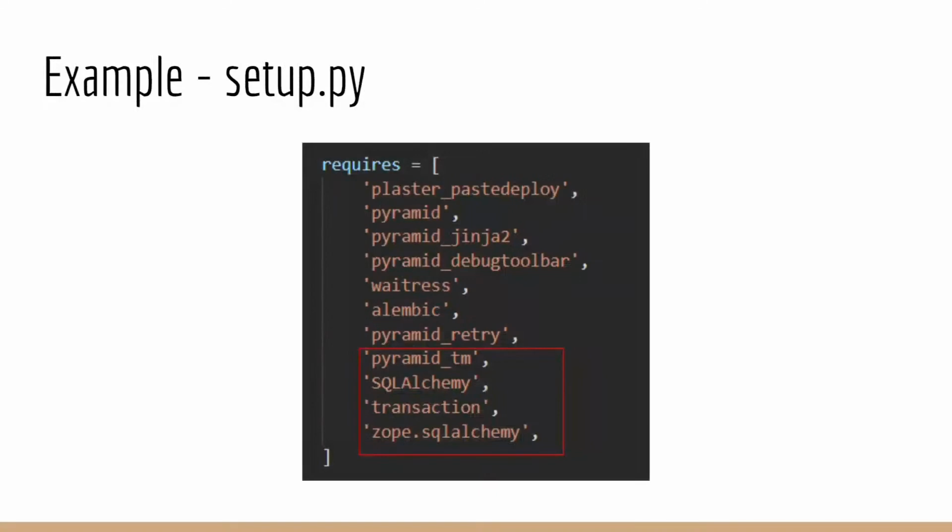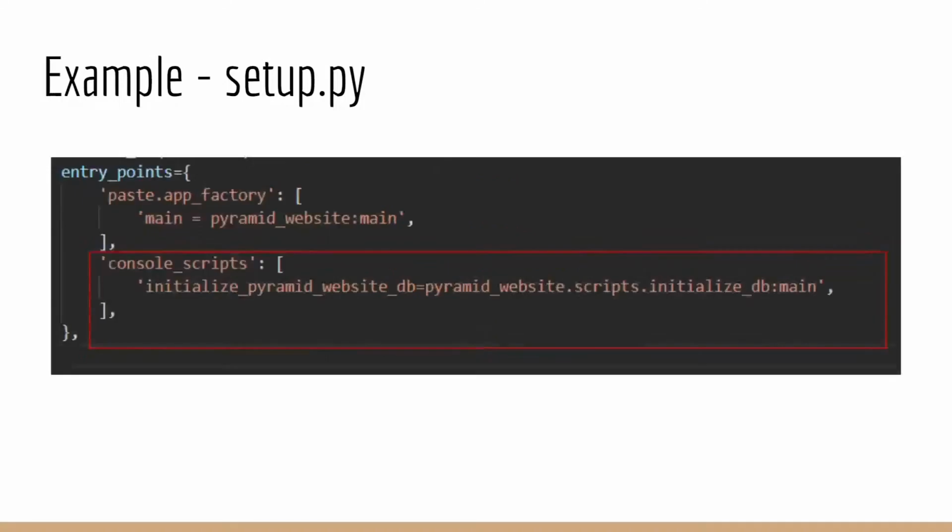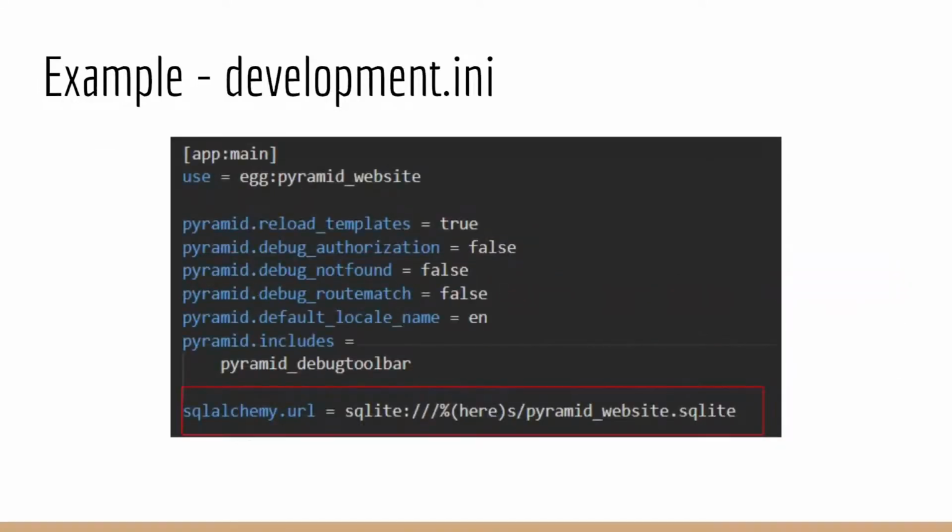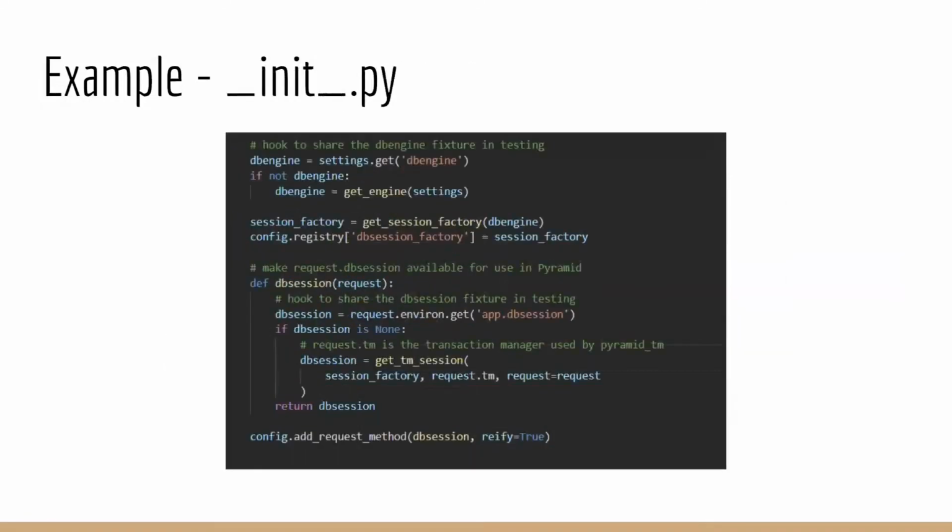First, we add the following modules to the list of the required Python modules in setup.py. We can also make a Python script to initialize the database and register it as a console script in setup.py. Then we provide the location of the SQLite database to development.ini. In __init__.py, we need to configure the database engine and other configurations needed to run the database correctly.